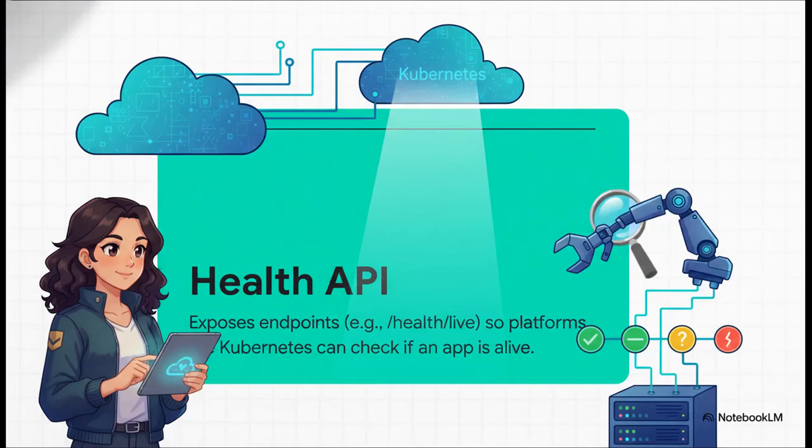Your API also needs a way to communicate with the cloud platform it's running on. And that's exactly what the Health API is for. It creates standard web addresses like /health/live that an orchestrator, like Kubernetes, can ping constantly. It's like the API is raising its hand and saying, "Yup, I'm alive and ready for work." This is how the cloud automatically knows if it needs to restart your application to keep things running smoothly.